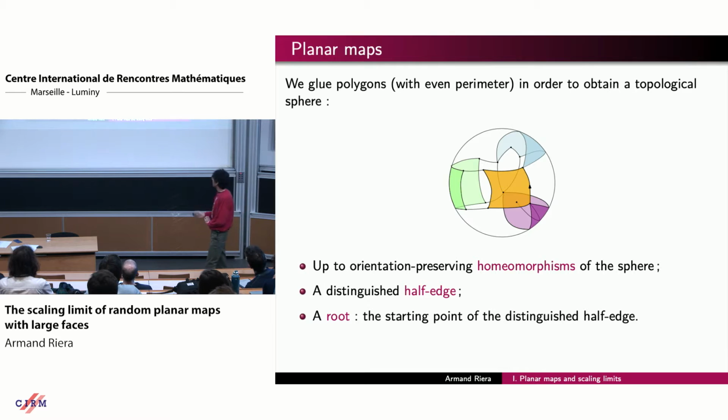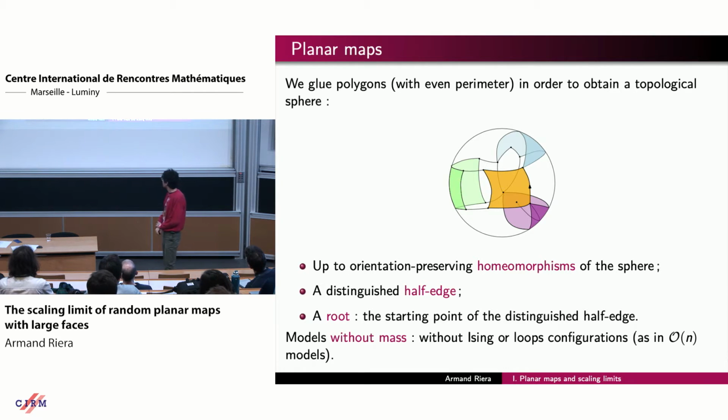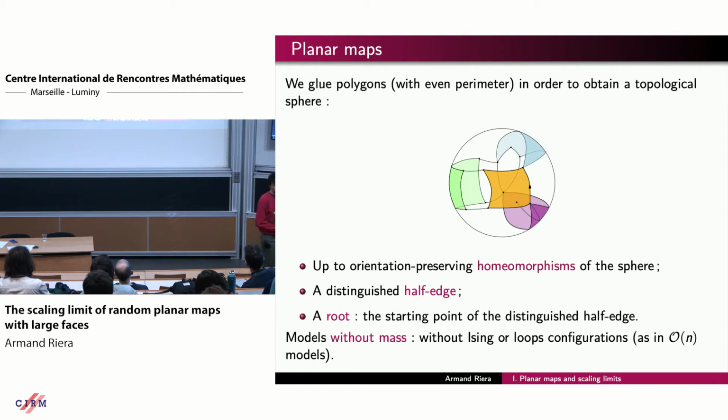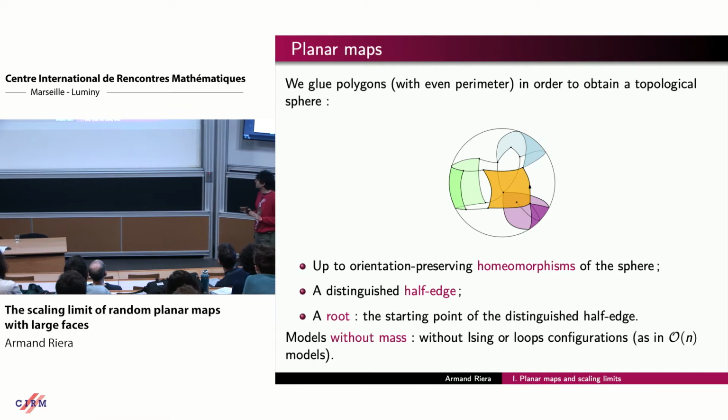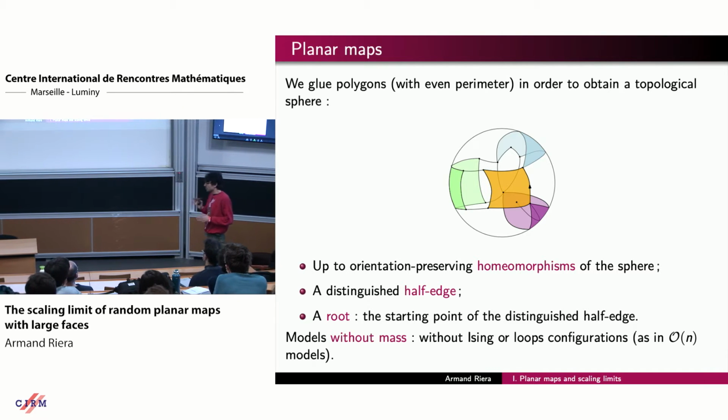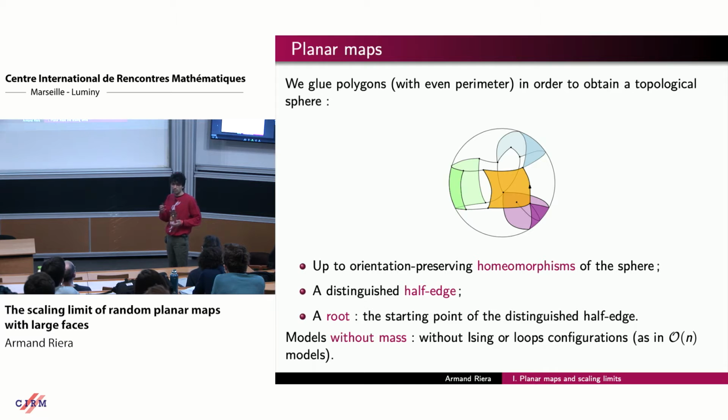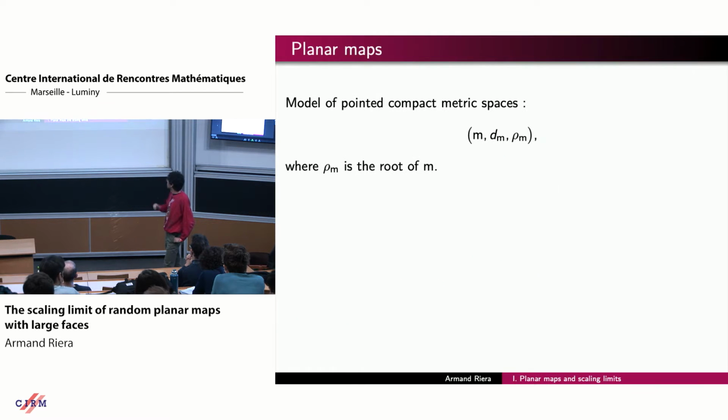Okay? And just a little precision, I'm not going to consider matter in this model. So no Ising model, no loop O(n) model. I'm not going to talk about it, even if what I'm going to say is more or less connected to that. We saw something in that direction in Marie's talk, but here I won't have time to make it precise.